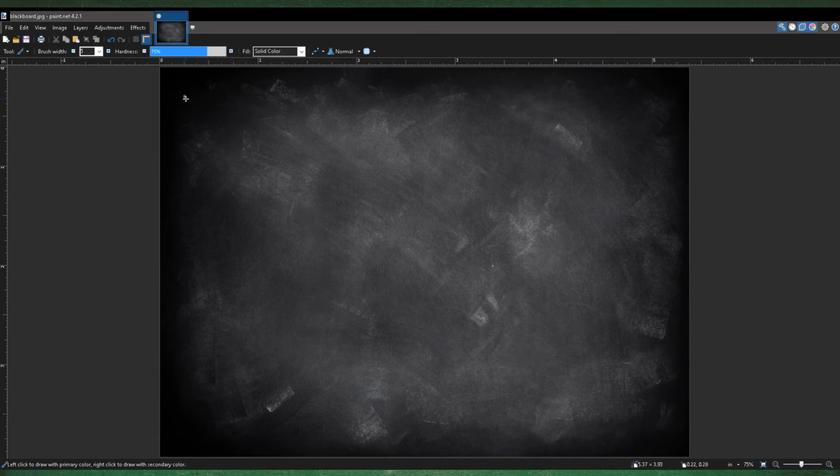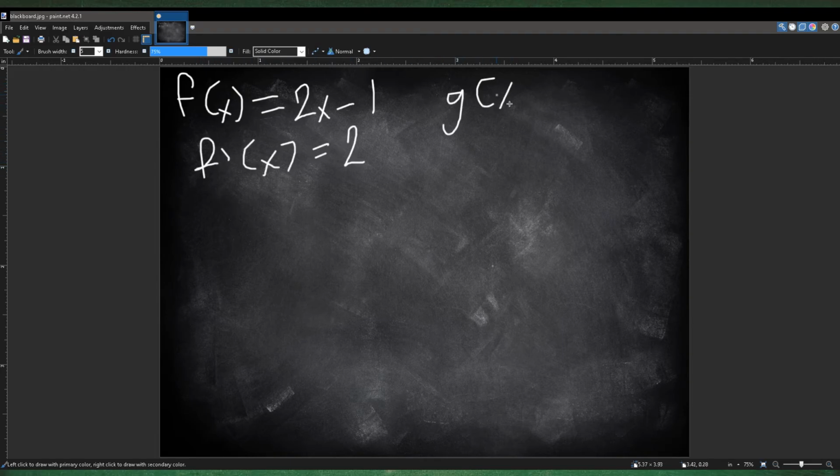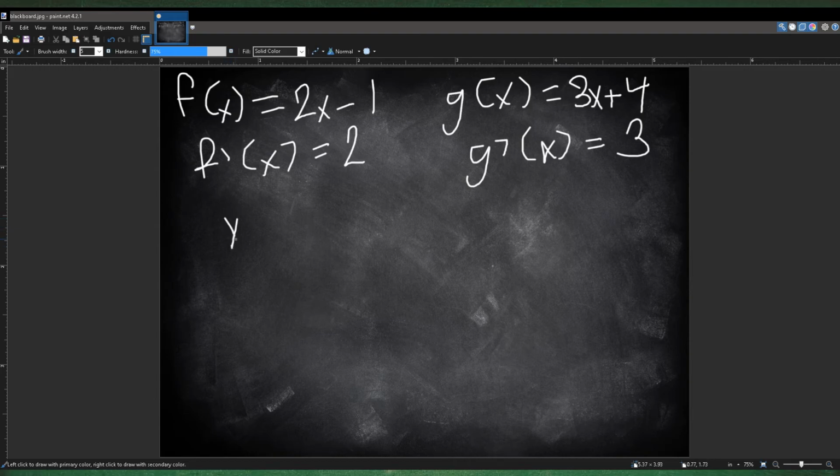And now let's try dividing. So we have f of x equal to 2x minus 1, and the derivative of that was 2, using this example again. And we have g of x equal to 3x plus 4, and the derivative of g is 3. So we're going to divide this: f of x divided by g of x, and then we're going to take the derivative of f of x divided by g of x.